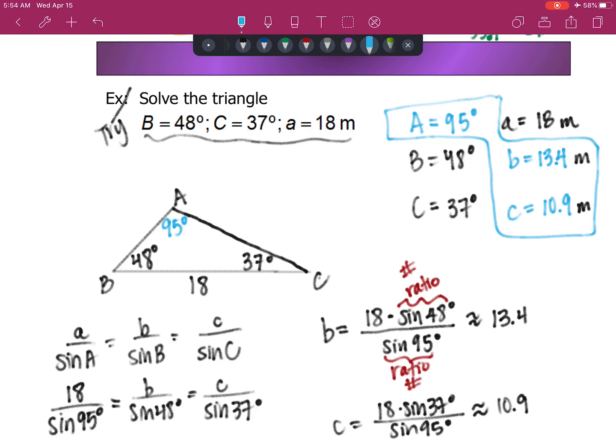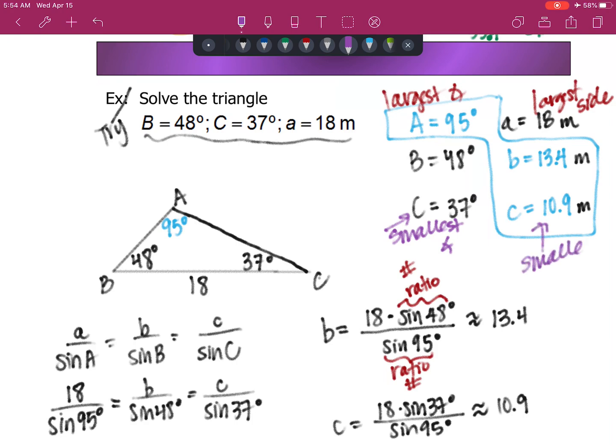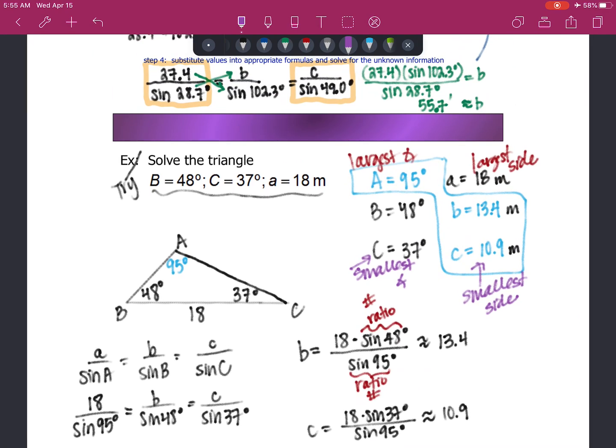So those of you who are sticking with me throughout this entire explanation, the largest angle is right here. Largest angle is across from the largest side. The smallest angle, that's this one, smallest angle is across from the smallest side. So our answer makes complete sense. And that's how you solve using the law of sines.